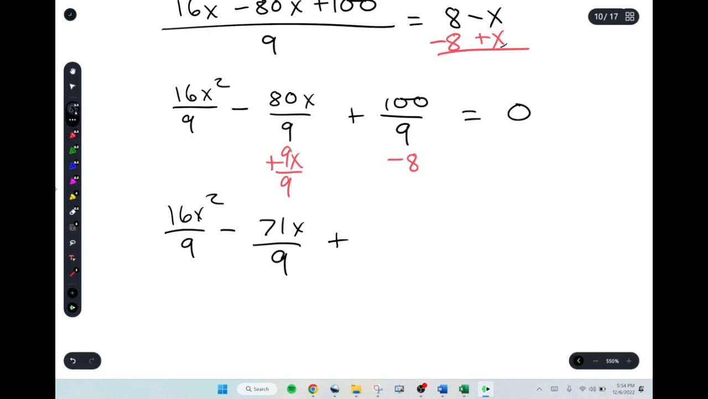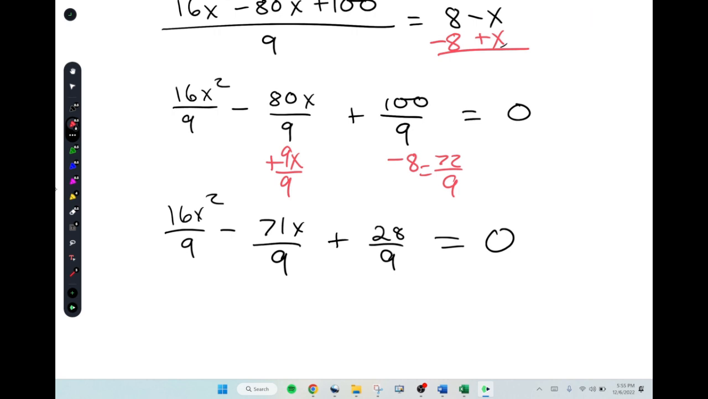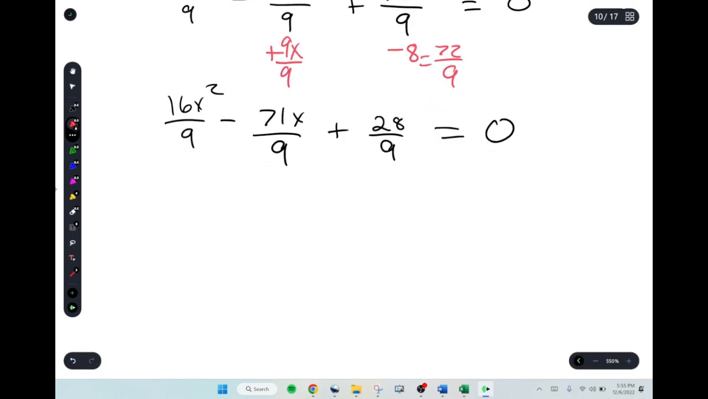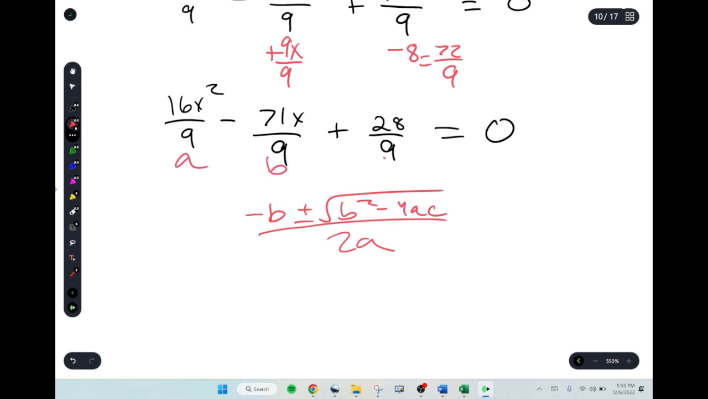Plus, which is 72 over 8. Nope, 72 over 9, right? So what's 100 minus 72 over 9? And now what do you do? No, don't do AC method. Negative b plus or minus the square root of b squared minus 4ac all over 2a, with a, b, and c.